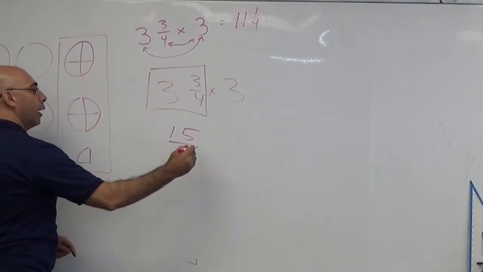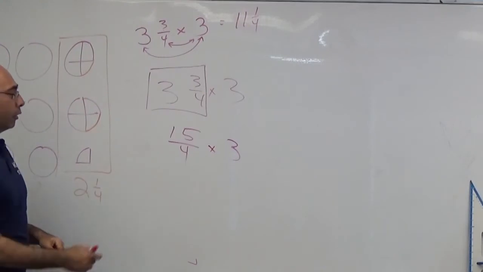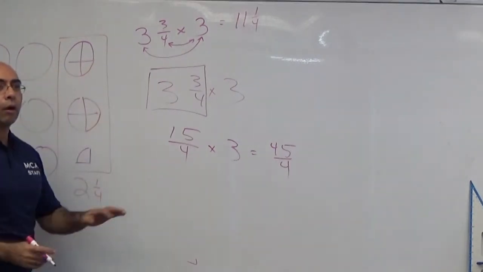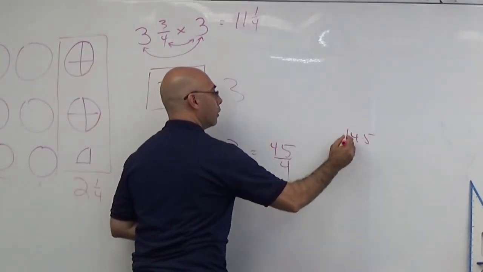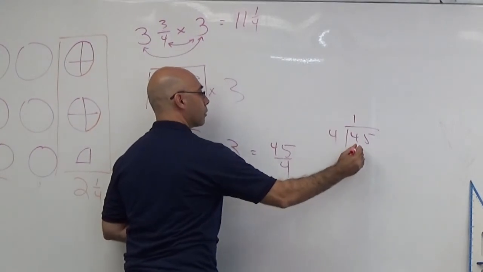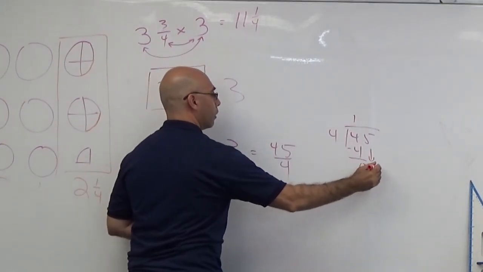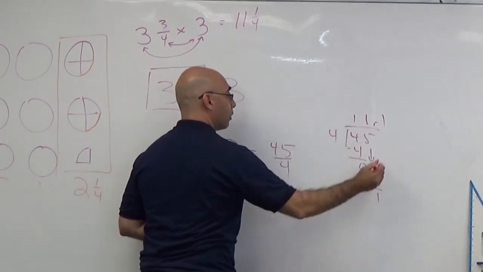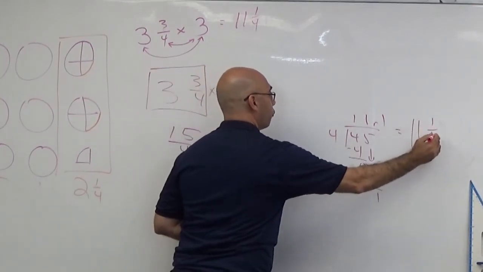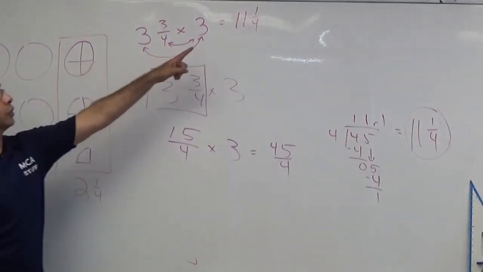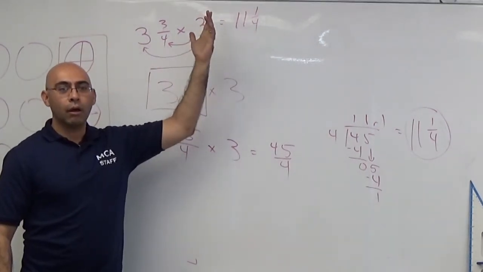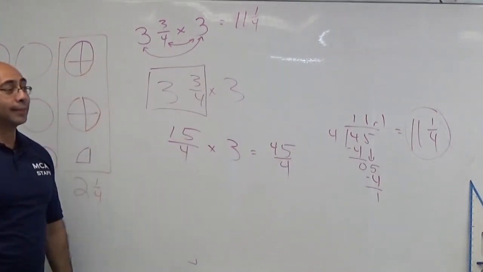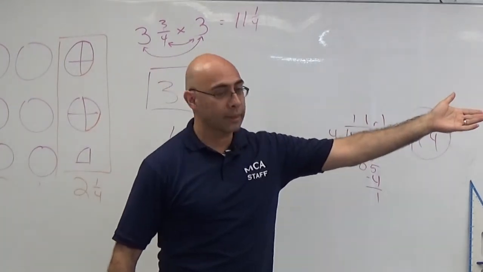And I multiply that by 3, and let's just do Michaela's thing here. 15 times 3 is 45 over 4. What would happen if I did 45 divided by 4? 4 goes into 4 once. Drop the 5. 4 goes into 5 once. 11 remainder 1, which means your answer is 11 and 1/4, which is Shazam right there. Look at that. So you just do top times top and bottom times bottom.